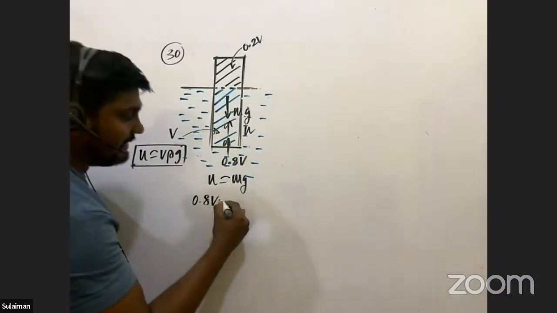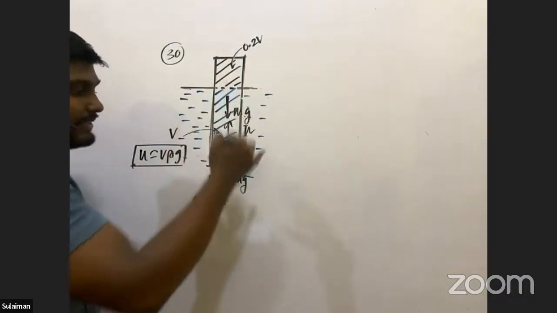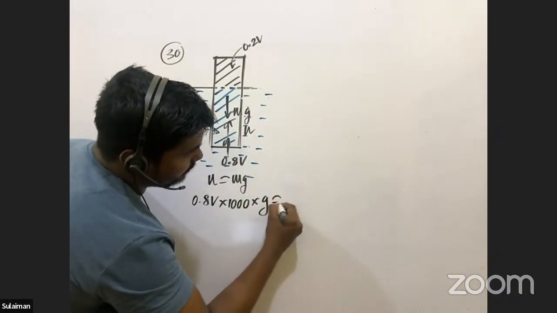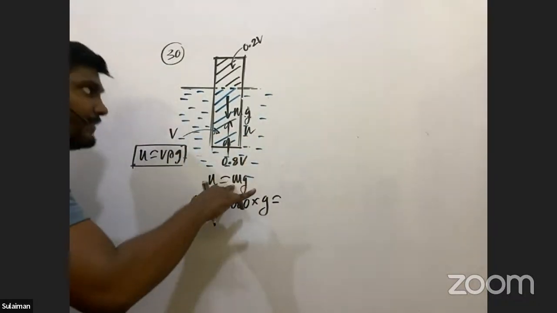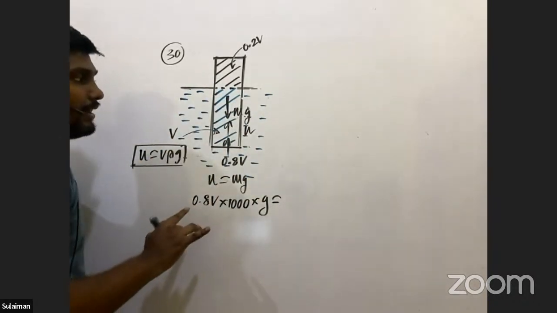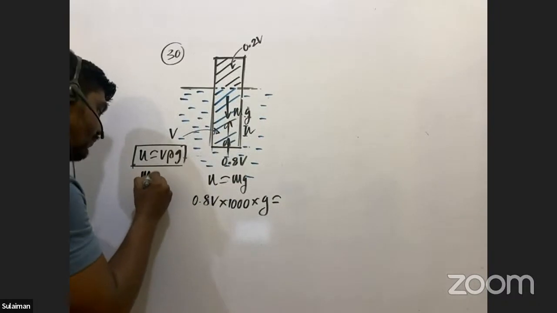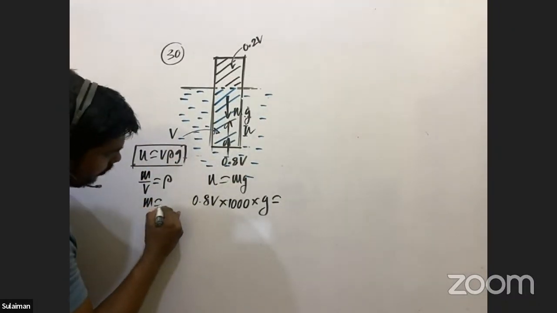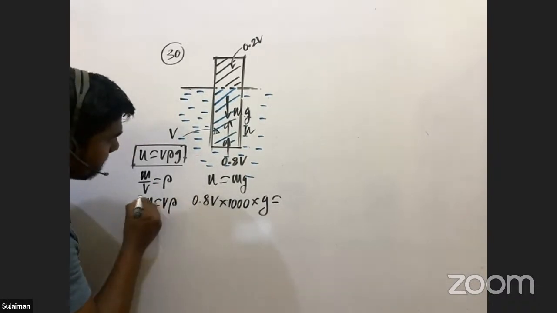The density of this water is 1000. Gravitational acceleration is simply G. That is equal to the mass of this object, simply m, times G, the acceleration. Now we know mass over volume is density, right? Then mass means volume times density.